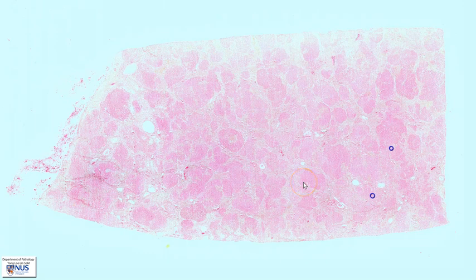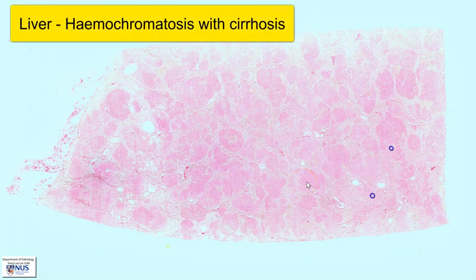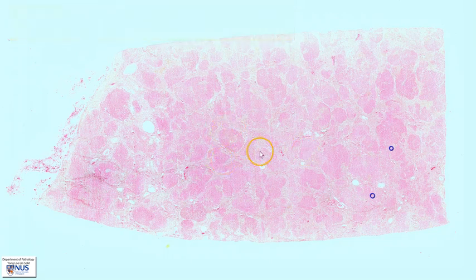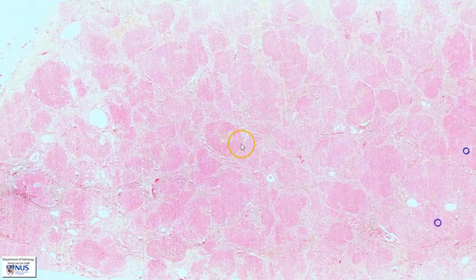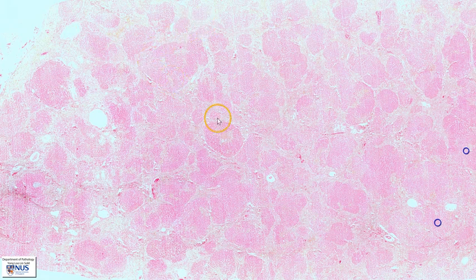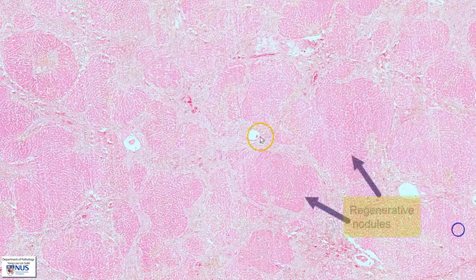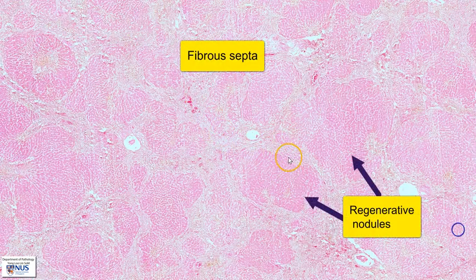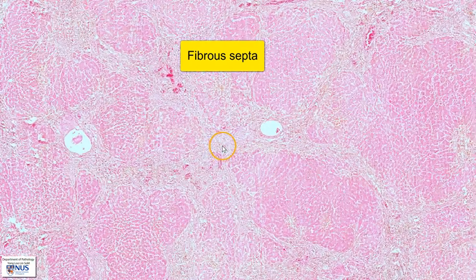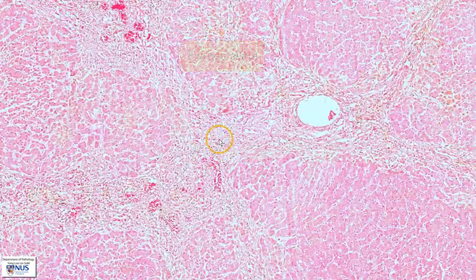Hello, this is a virtual microscopy slide of a case of hemochromatosis of the liver with cirrhosis. At this low magnification view, we can see that the liver parenchyma is very abnormal, and in fact, there are many regenerative nodules of different sizes, replacing the lobular architecture of the liver. In between the nodules, there are these paler areas of fibrosis. So we have regenerative nodules that are separated by fibrous septa.